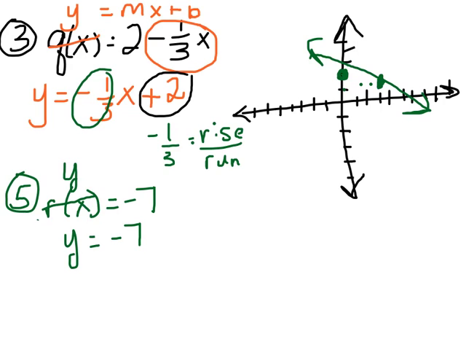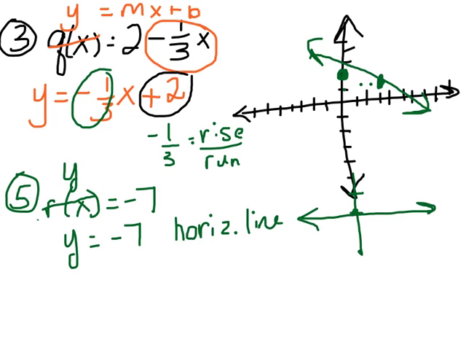And remember, when you have y equals a number, that's a horizontal line through that number. So let's see, negative 1, negative 2, negative 3, negative 4, negative 5, negative 6, negative 7 would be about down here. I'd have to extend my axis a little bit. And a horizontal line goes like this, and we're done with that one.